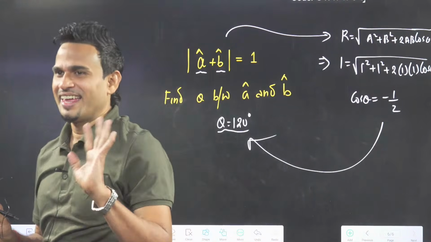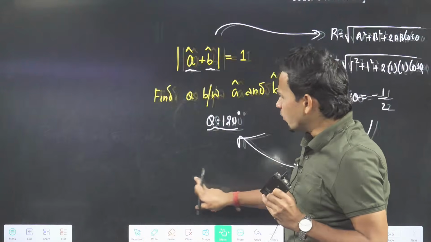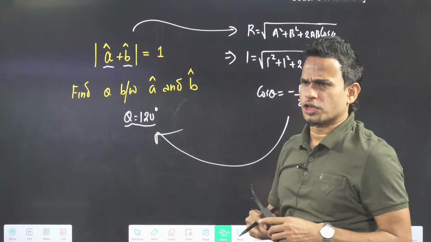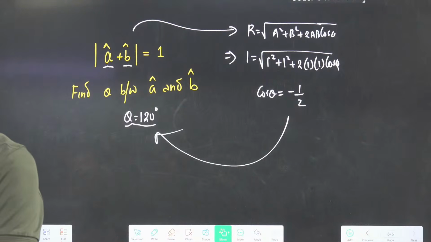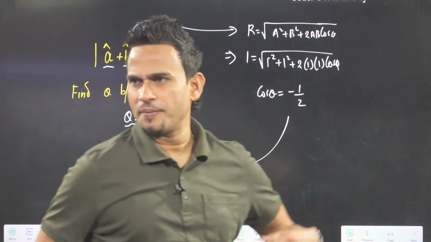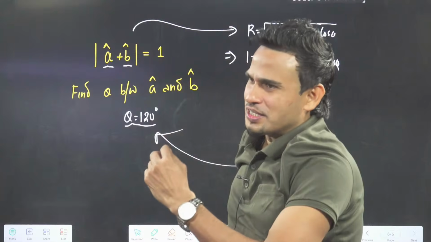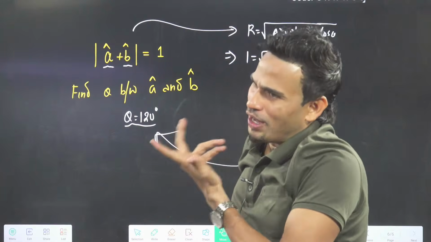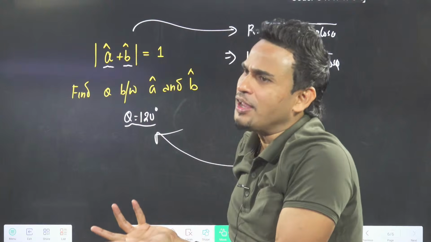Hello, hi. I came back. Is it okay? Did you understand? This was the same question. Maybe the voice did not come, but this is the same question. There x was giving you resultant x. Here 1 is giving you resultant 1. So the angle will be the same, theta will be 120 degrees.